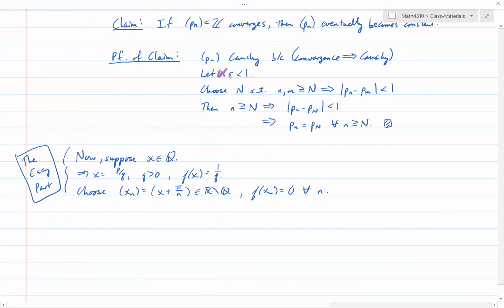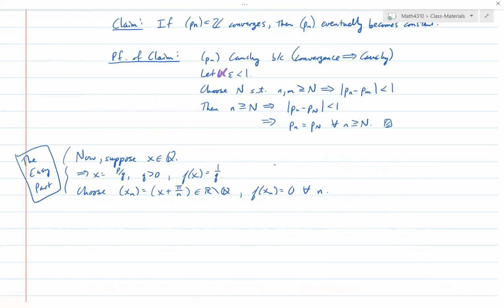And so then there's this easy part to the proof. And again, I'll leave this kind of up there for you to read and try to digest. But if you suppose Qx was a rational number, then all you have to do is basically choose a sequence of irrational numbers, where the function values are always equal to 0, and yet the function value at the rational is 1 over q, which is not 0. And so you don't have convergence of the function values, so the function is discontinuous.